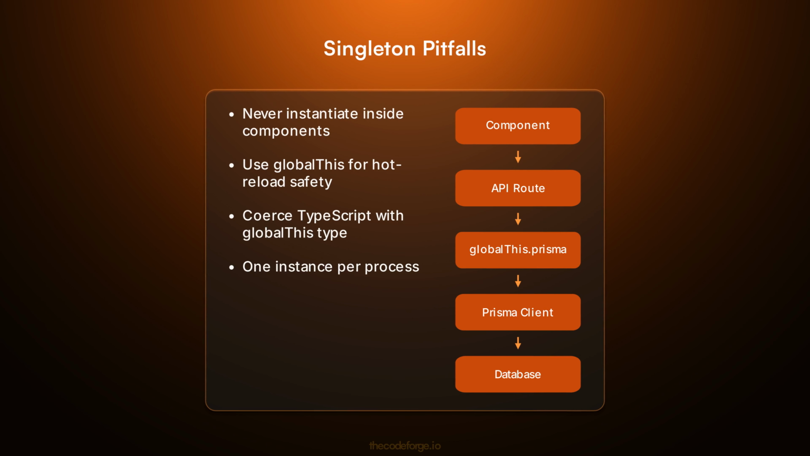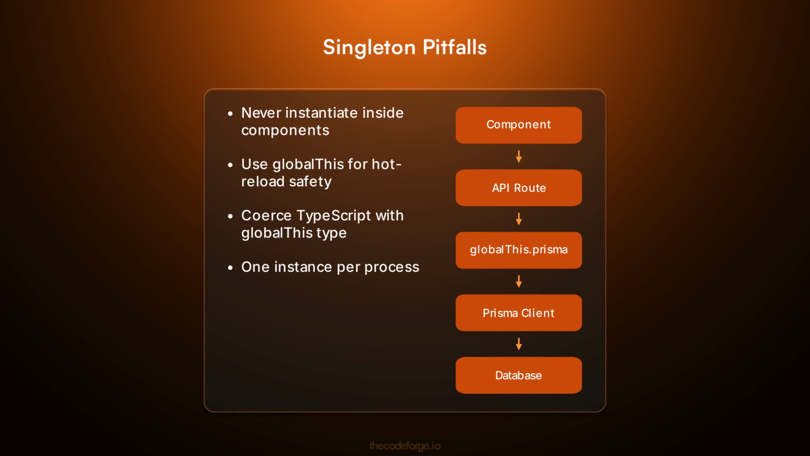The Next.js hot reload loop will shred your Prisma client like a meat grinder. Every file save spawns a new instance. The global caching trick works, but only if you coerce TypeScript into acknowledging it.